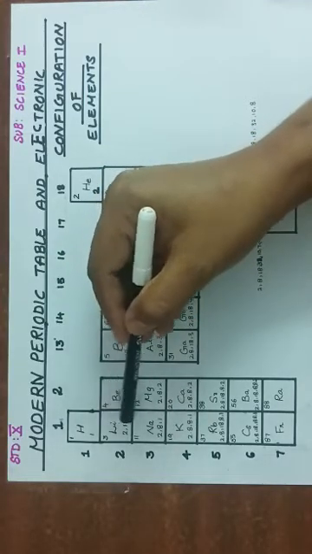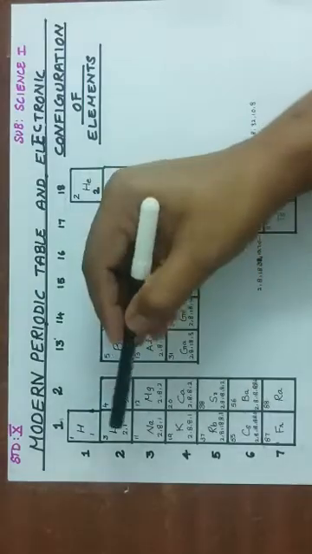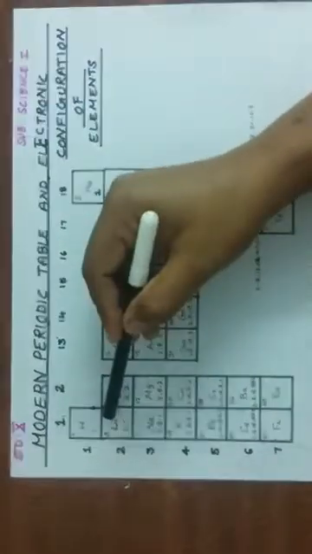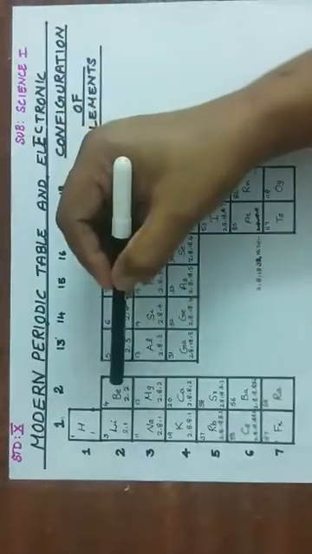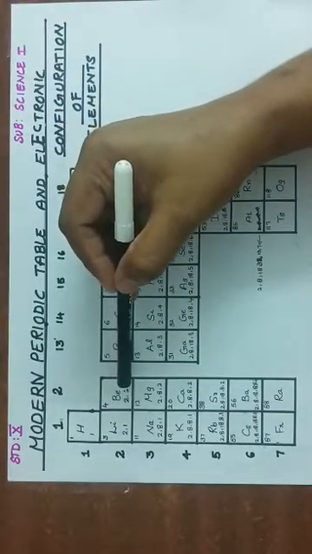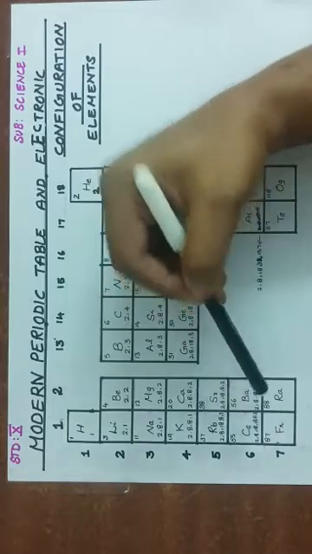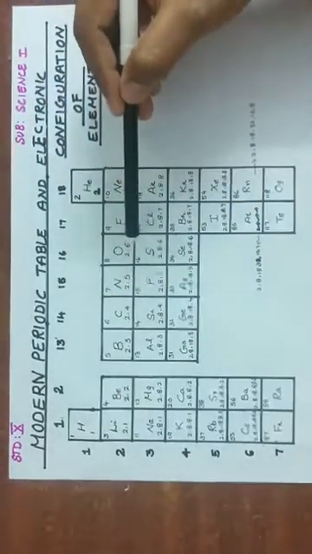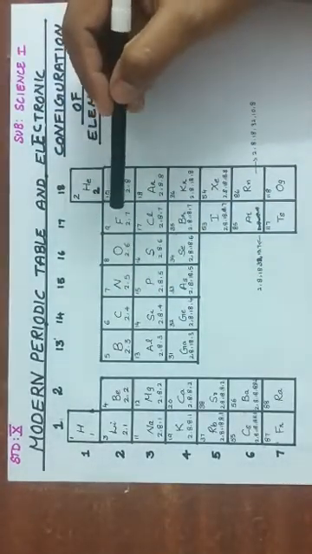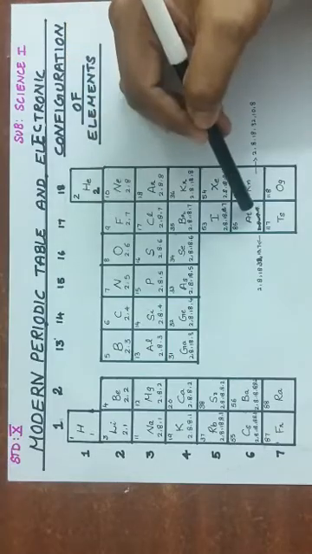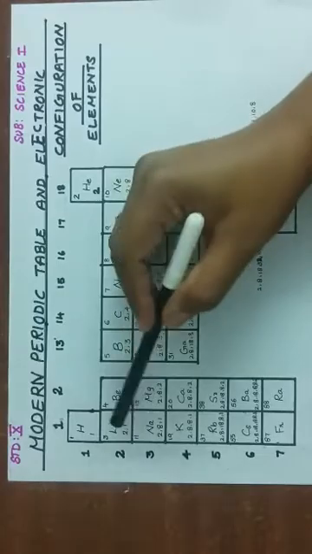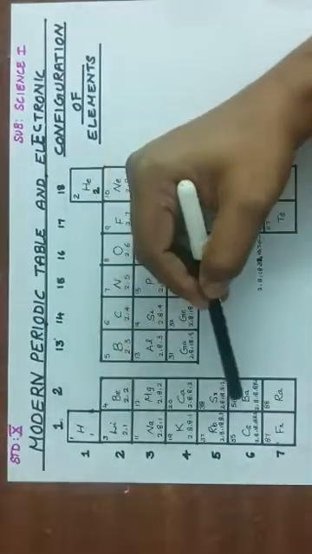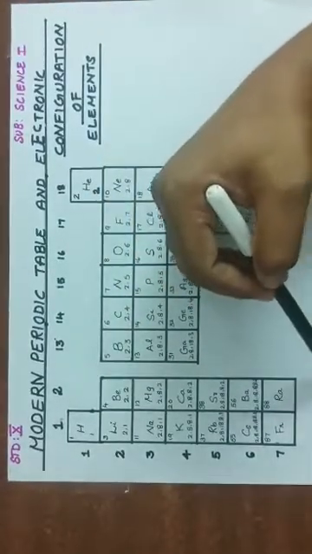That means you can see that along a group from top to bottom, valency remains the same. Second group, if you are taking, here also you can see that the valency remains the same. In all the groups you can see that the valency of an element from top to bottom, or from bottom to top also, whatever it is, along a group, valency remains the same.